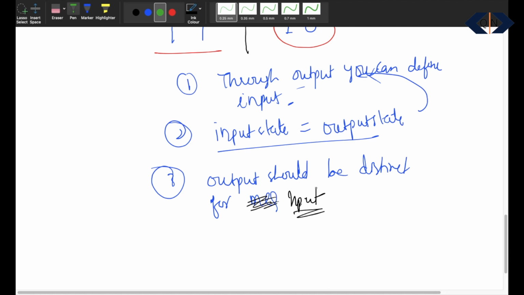So the output should be distinct, but not only the output should be distinct, our input should also be distinct. For every distinct input, our output should be distinct. Basically, one to one mapping. One to one mapping is required.